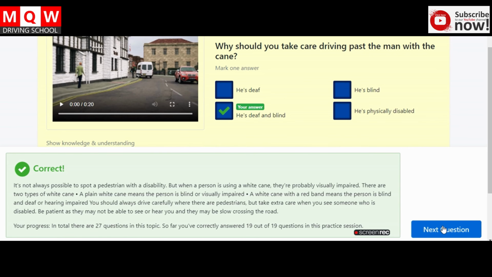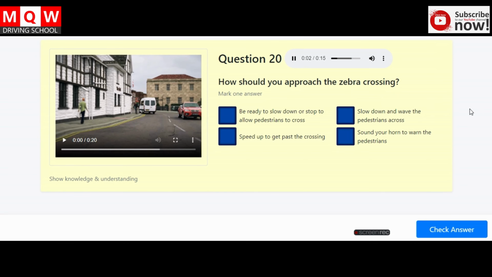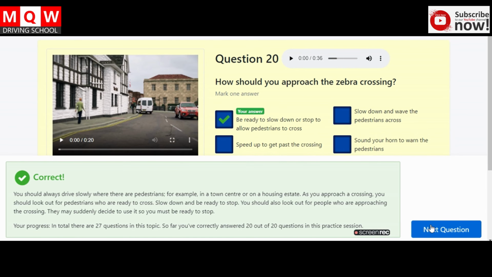So next question. How should you approach the zebra crossing? Be ready to slow down or stop to allow pedestrians to cross. Slow down and wave the pedestrians across. Speed up to get past the crossing. Sound your horn to warn the pedestrians. So again, you're not going to speed up, you're not going to sound the horn, you're going to slow down, but you don't wave. So the first one is the best answer. So check your answer, and that is the right answer.